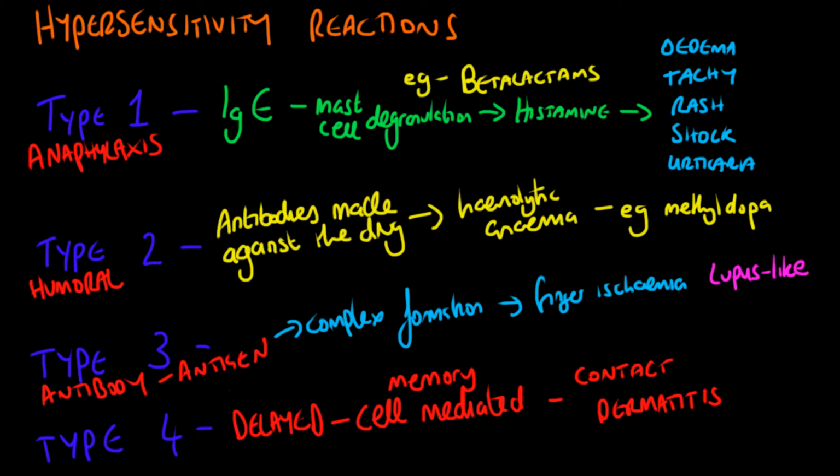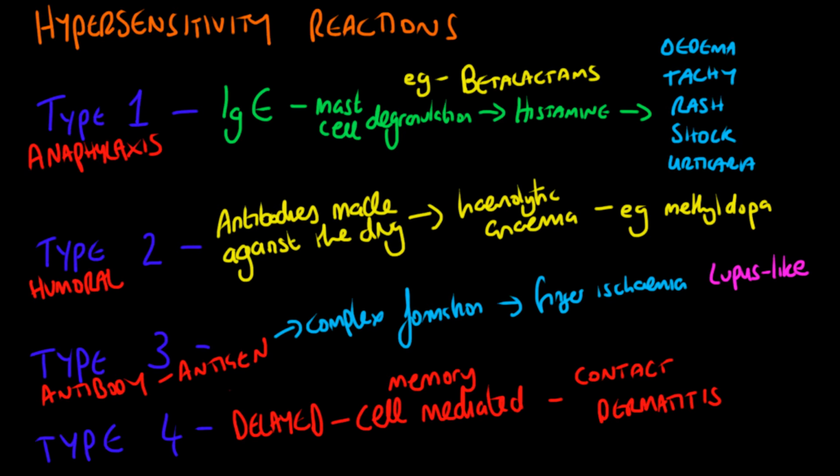In type 1, the pathology that is being described is anaphylaxis, which is IgE mediated mast cell degranulation that leads to histamine production that then leads to edema, tachycardia, rash, shock and urticaria. It's probably the most acutely dangerous one, and the things you need to know, it's IgE mediated. A good example of drugs that can cause anaphylaxis are the beta-lactams, which are penicillin, etc., cephalosporins.